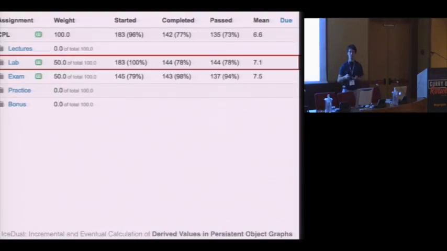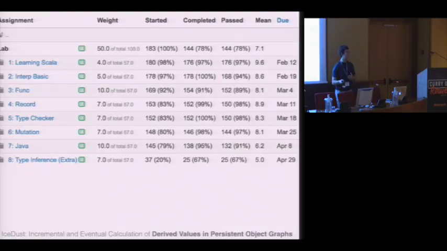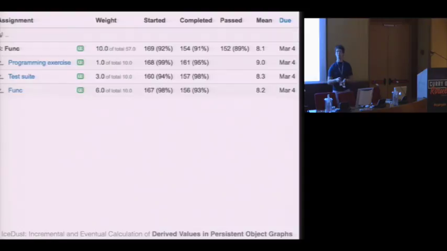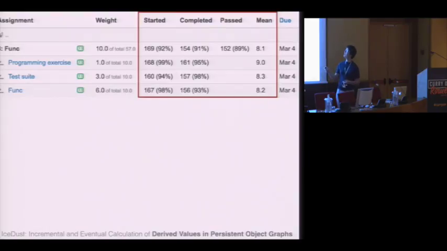If we look at a specific lab, then we see the individual labs, and if we look at a specific lab, then we see individual assignments. So these are structured as a tree. Courses are structured as a tree in this system. But not only does the system store and organize data, it also computes derived data. For example, here we can see the started percentages, the completed and the passed percentage of students, and the average grade. This is calculated from the individual student grades. This is what we call derived data.